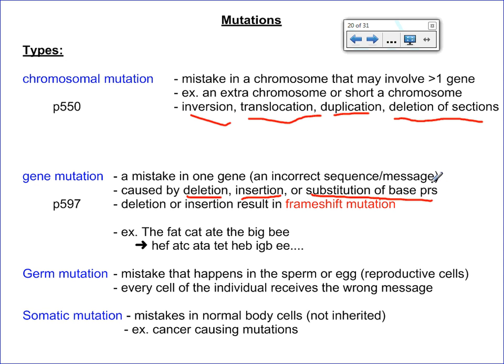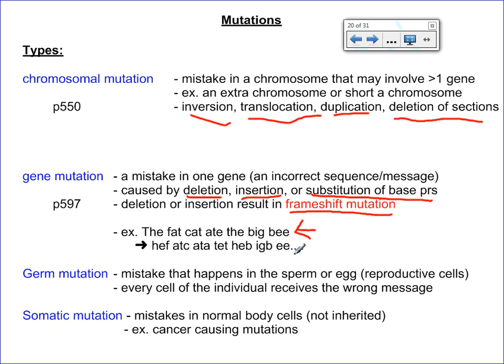We're going to look at pictures of these too, but if it's a deletion or an insertion, then it causes a shift. It's called a frame shift mutation, where it shifts the codons. If you look at the example that's given, this is what makes sense. This is the normal codons: the fat cat ate the big bee. But if there's a frame shift, then it's going to shift the codons either one to the left or one to the right, and then it doesn't make sense.